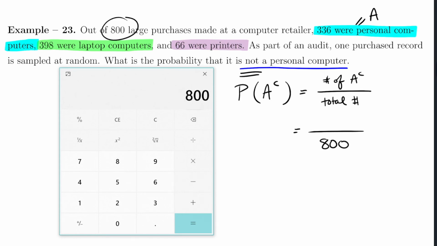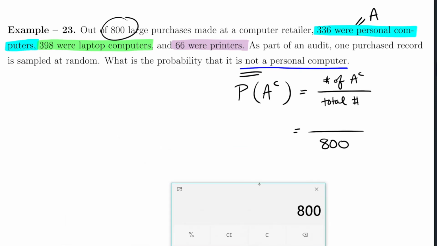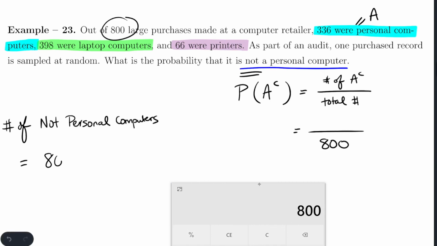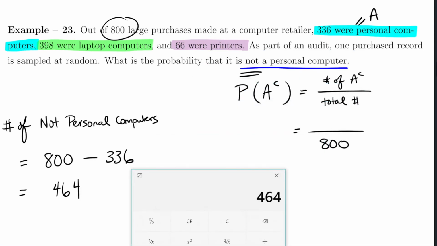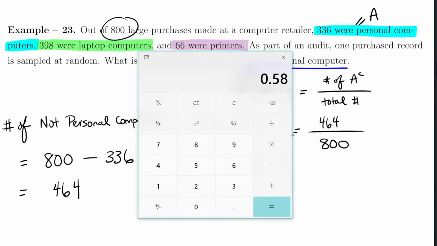So if I'm trying to find all of the not personal computers, what am I excluding? The number of not personal computers is equal to our total number, 800, of things purchased, minus the things from the category we want to exclude. So minus the 336 personal computers we want to exclude. So 800 minus 336 gives us the remaining items that were not personal computers, which is 464. So our probability is 464 over 800, which gives us a probability of A complement being 0.58.